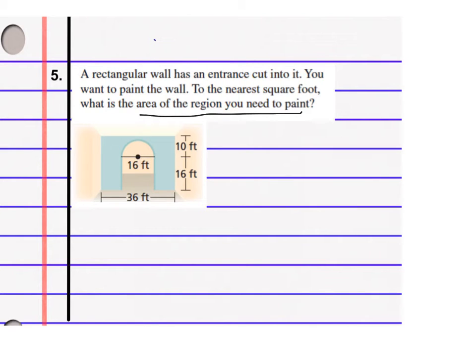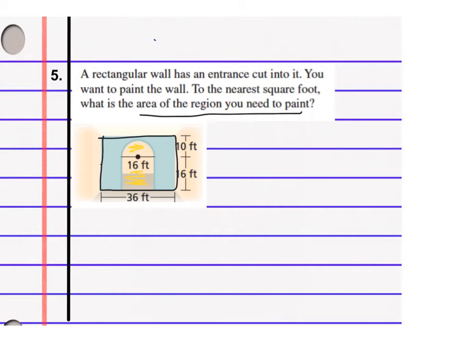So basically, if we look at our diagram, here would be what we are painting, this blue part. So how I would think about it personally, not that this is the only way to do it, but I would think about finding the area of the whole wall if there wasn't that archway. Find the area of the whole thing, and then I would kind of subtract out this little archway that you're not going to be painting, or that hole.